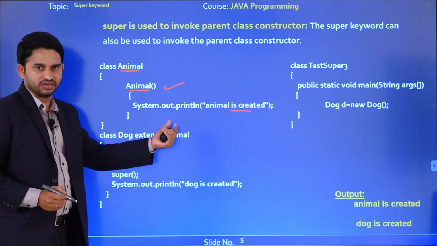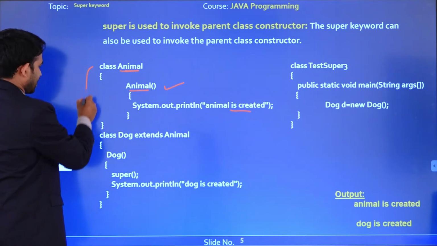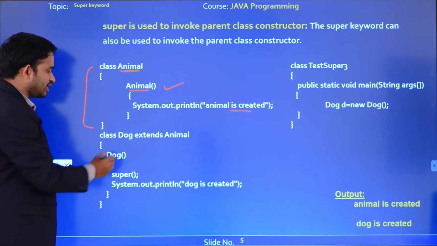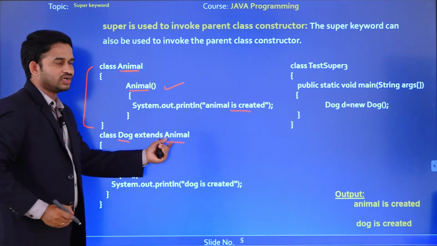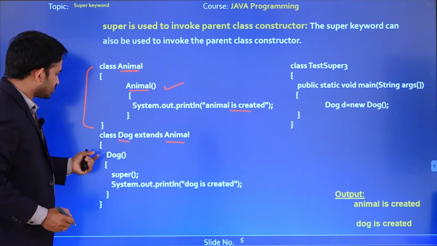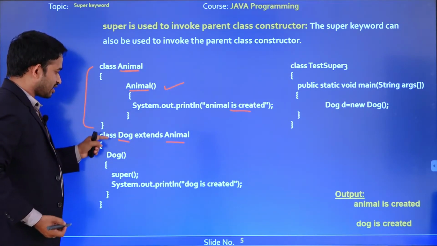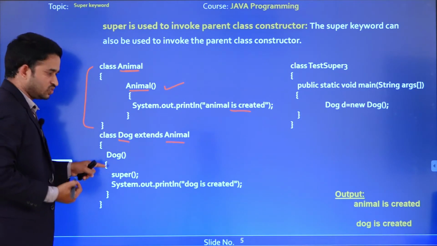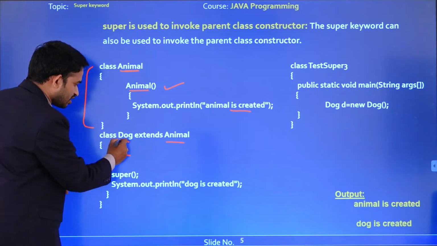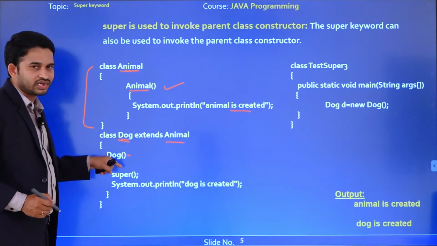A simple statement. After this class I go for one more class. What is the class here? Dog. Here, extends Animal. Animal is the superclass. Inside this class I am going to declare one more method. The method is Dog. So the name of this method and the name of the class is the same. Now we call this method a constructor.